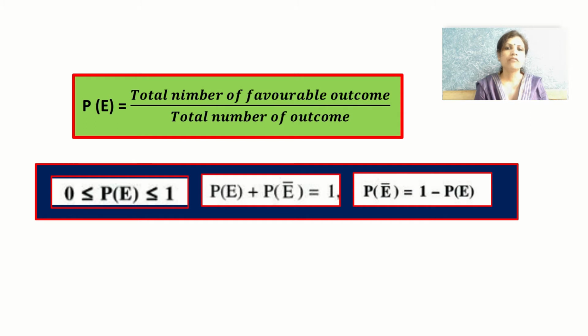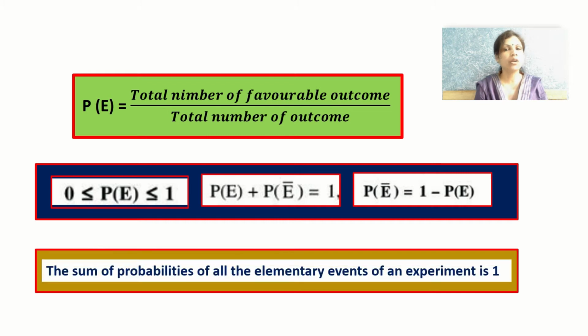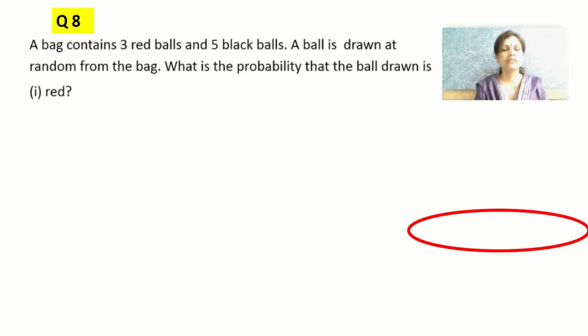Along with this, one very important thing which you will keep in mind, that the sum of probabilities of all the elementary events of an experiment is always equal to 1. Children, these things are very important when it comes to multiple choice questions, so please keep everything in mind. With this, we will move ahead with the next numerical of exercise 15.1, question number 8.